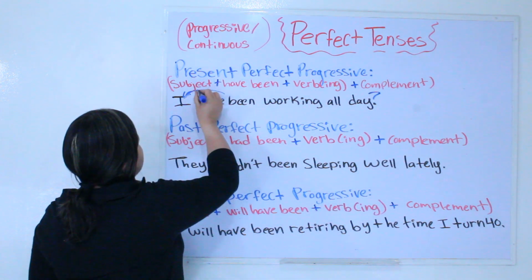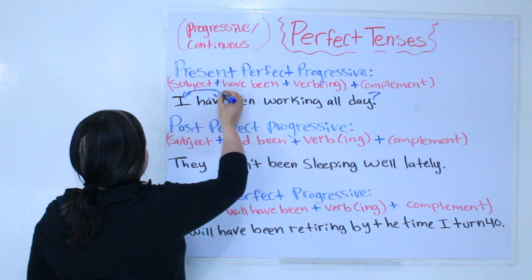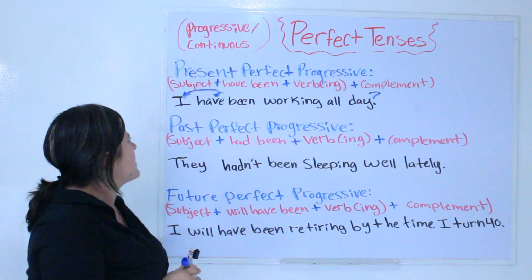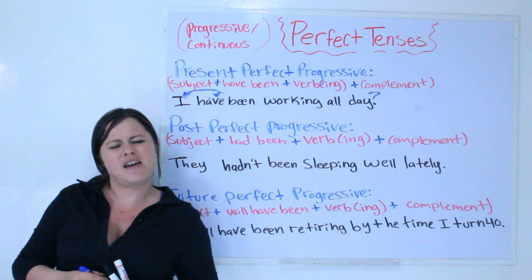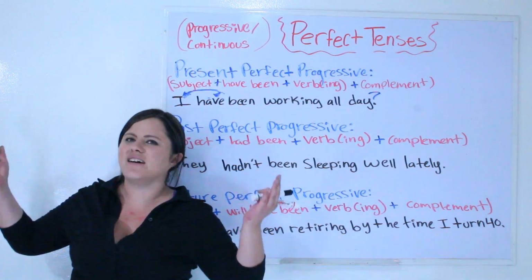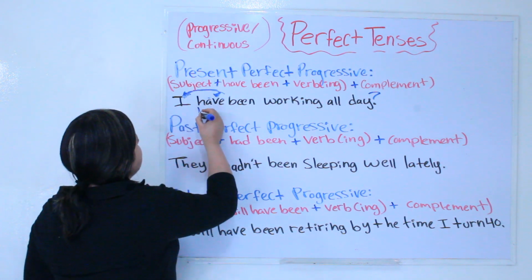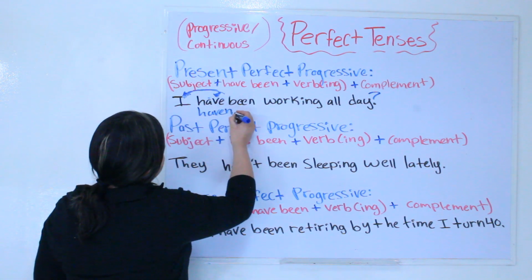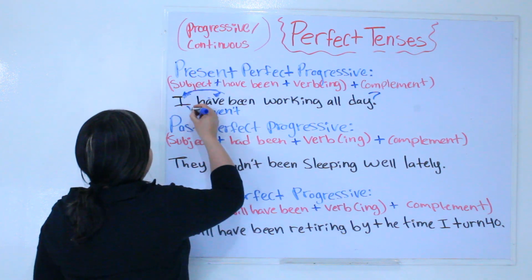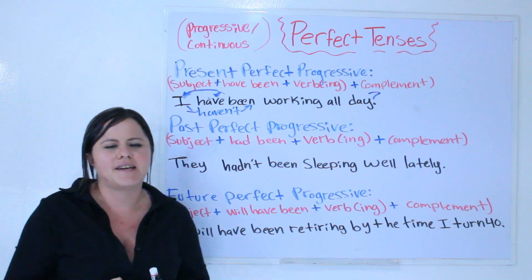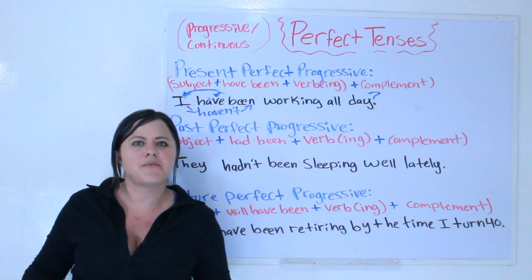So yeah, it's kind of like swapping. I don't want to confuse you. You just change these two. And now it's a question. Have I been working all day? Yes, I have. And if you want to make it a negative, you simply add an apostrophe T. I haven't been working all day. Okay, so that would be the negative form.